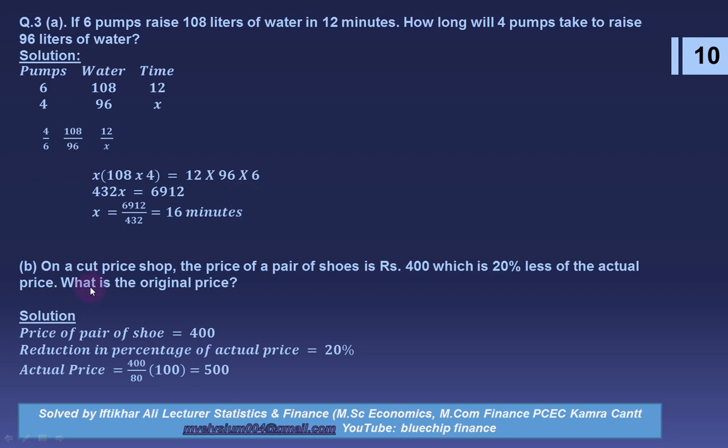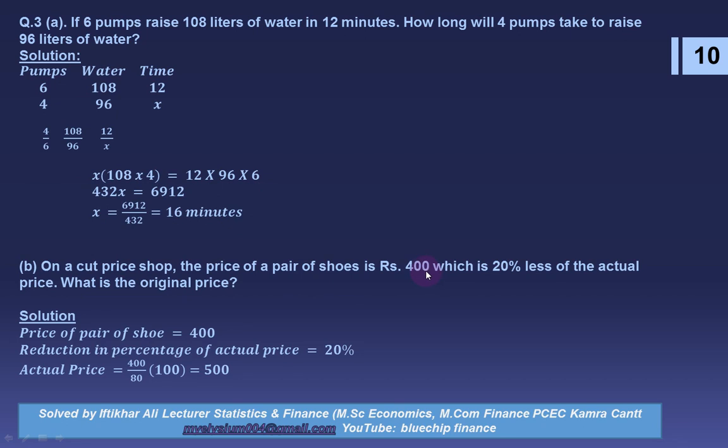Part B: in a cut price shop, the price of a pair of shoes is rupees 400, which is 20% less than the actual price. What is the original price? So the price of a pair of shoes is 400, and if it is 20% less than the actual price, then it means this 400 represents the 80 equal parts.